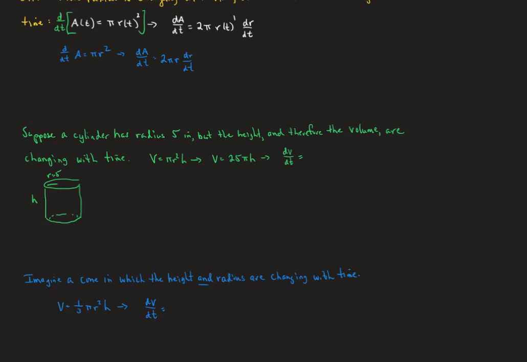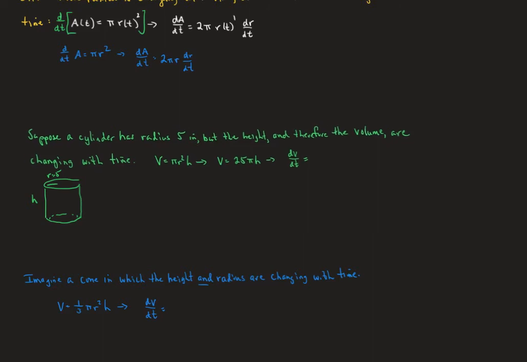So dV/dt is going to be 25 pi times dh/dt. And that's going to be our derivative of that volume.